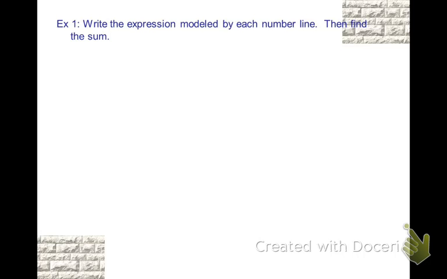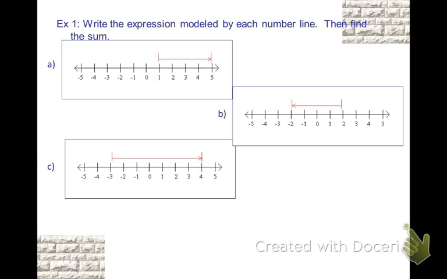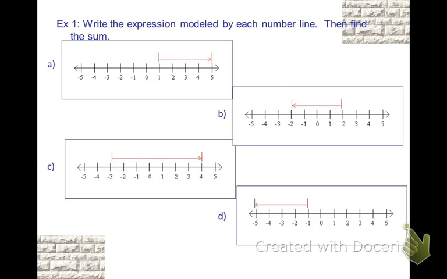Write the expression modeled by each number on the number line. If I do A, you always start with the number that has just the line, not the arrow attached with it. So I would start with 1, and since we're adding, we're going to put a plus sign. And then you count how many spaces it went over. It went 1, 2, 3, 4. So I added 4. 1 plus 4 is 5.